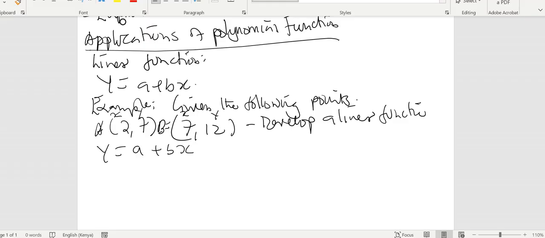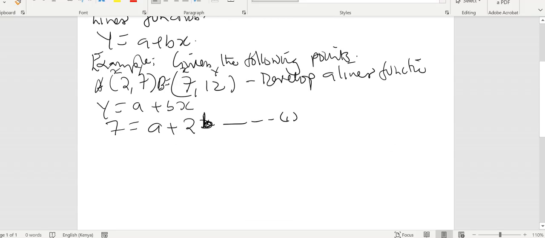Exactly. So I put here 7 is equals to a plus 2b. This is like the linear function of y is equals to mx plus c. Then here you bring 12 is equals to a plus 7b. Now you solve these equations simultaneously.